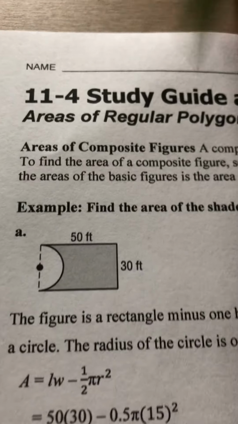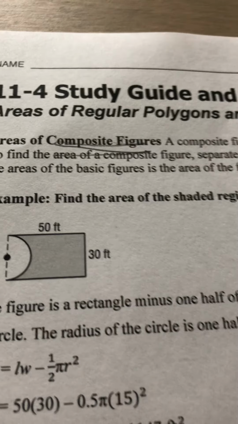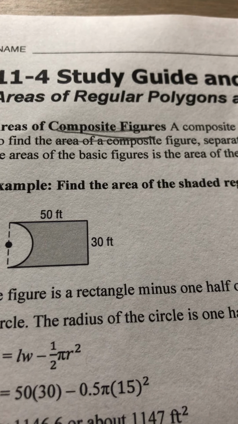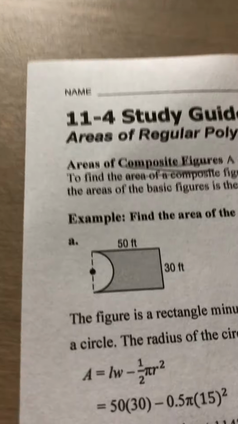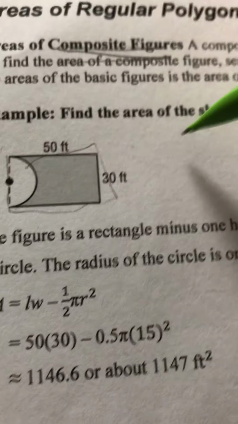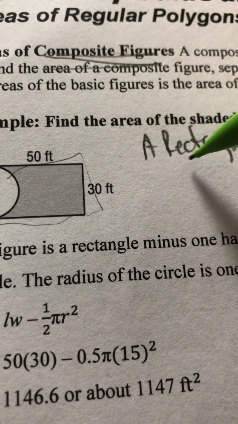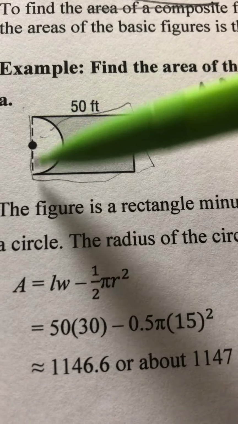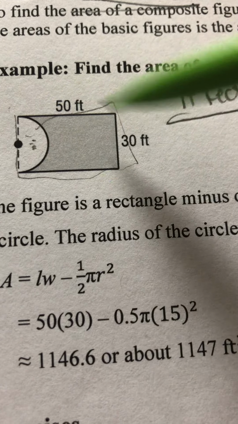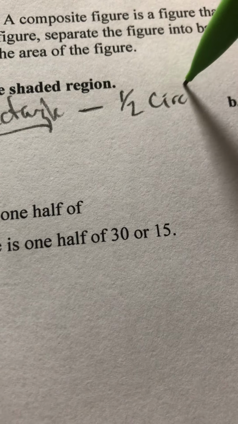Composite figures is when you take more than one figure and you combine those figures, or you subtract those figures, whatever it asks you to do. So for instance, on this problem, this is a rectangle. So you've got to figure out the area of a rectangle. And then this is half of a circle, and it's not shaded, so you have to subtract this area from the entire shape of the rectangle. So you would subtract the area of half of a circle.